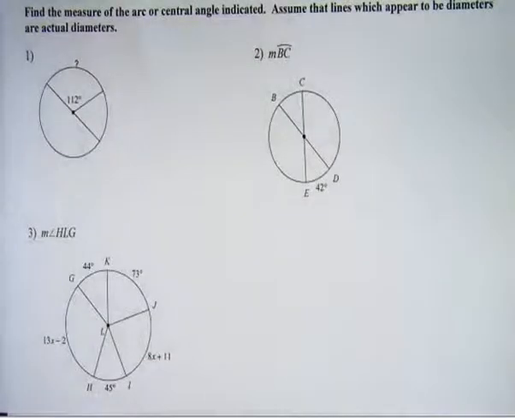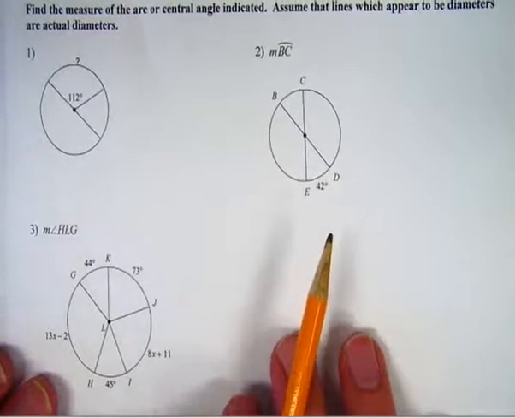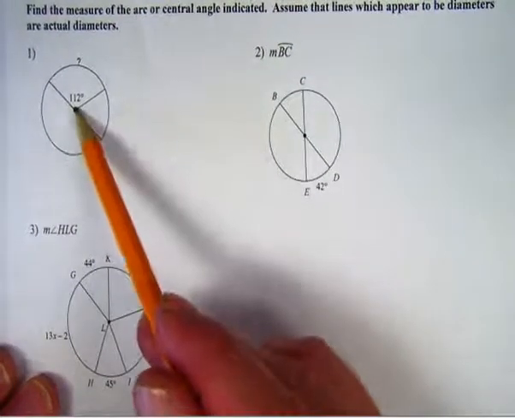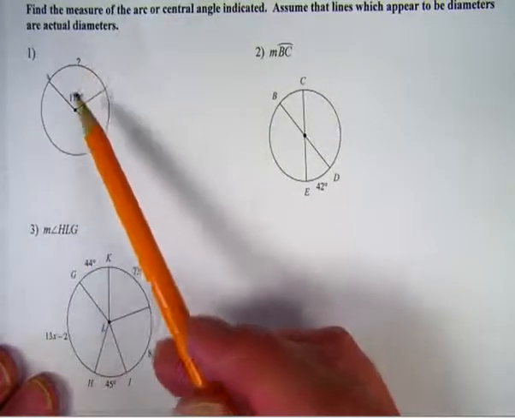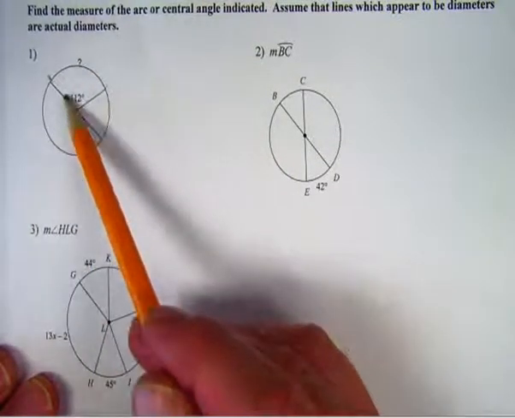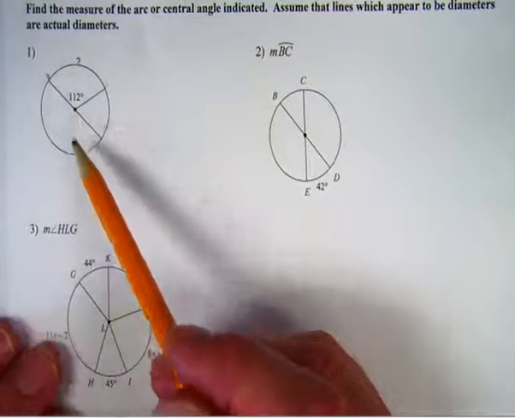Alright, time to look at how to solve some problems using what we've learned about arcs and angles. So for these, you're given either the measure of an arc or the measure of a central angle, and you are to identify the missing piece. So here, the key thing to remember is the relationship between the measure of the central angle and the arc it intercepts. And that key thing to remember is that whatever the central angle is, the arc that it intercepts is going to be exactly equal to that.